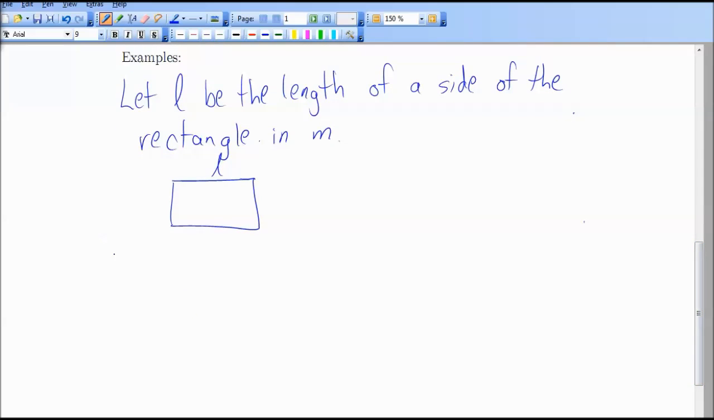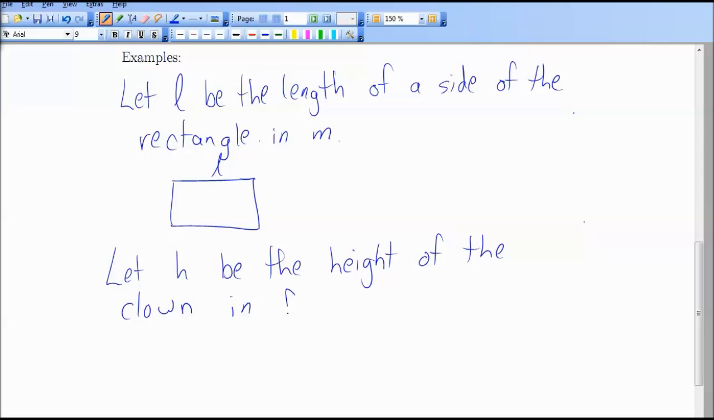We might say, let H be the height of the clown. And maybe this time we'll say in feet. Okay, so of course that's talking about some completely different problem. I don't think the rectangle and the clown are related, but here again we have specified that the symbol H is now going to represent the unknown quantity, which is the height of the clown, and our units are feet.